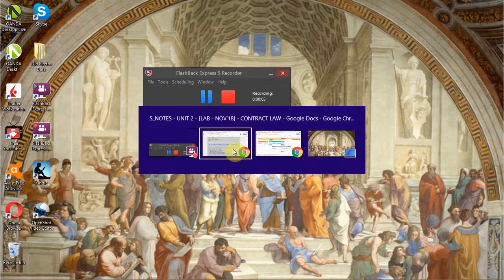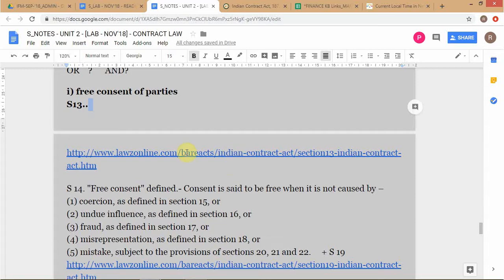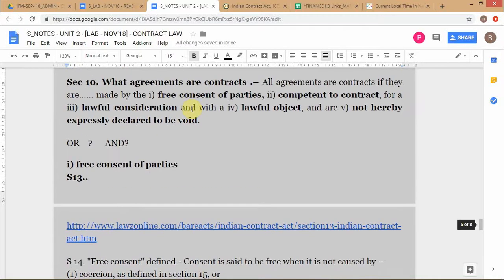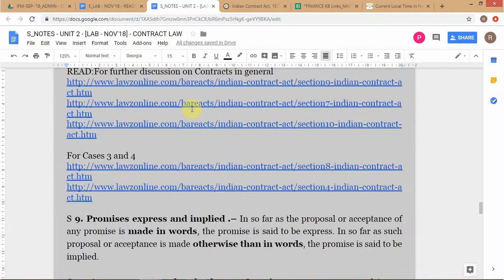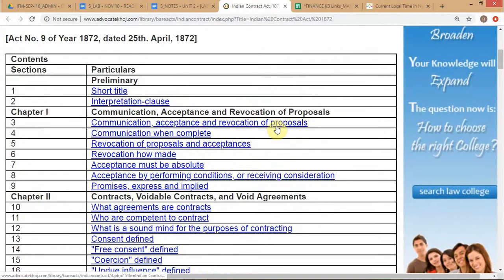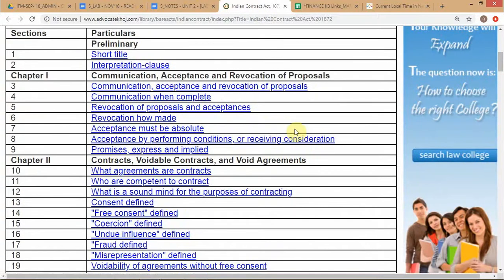All right, so we go on to our summary of your contract law notes, unit 2 notes, which we are looking at. Just to wrap up the particular modules within the larger contract law module, what are the sub-modules that we have covered? We started with the interpretation clause, remember? We started with the interpretation clause with section 2.